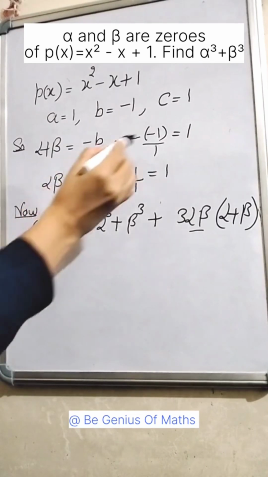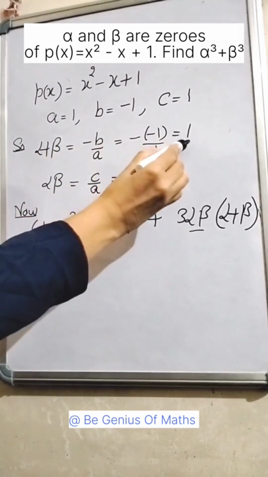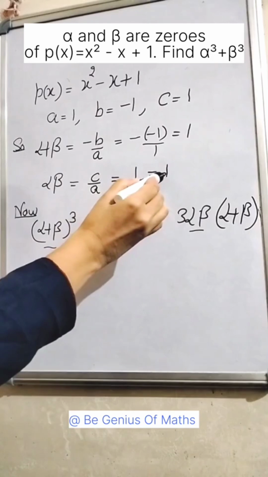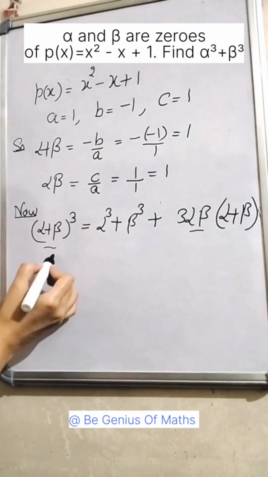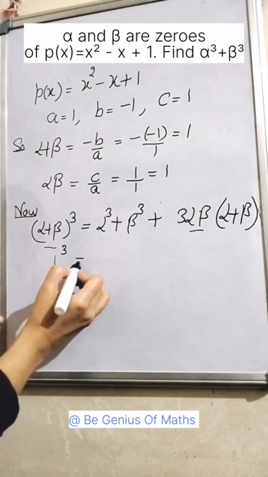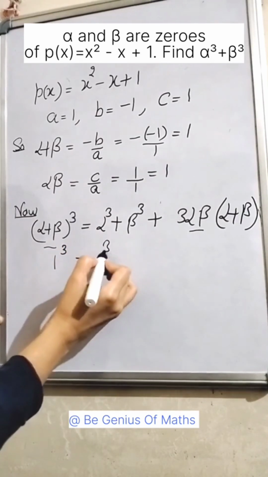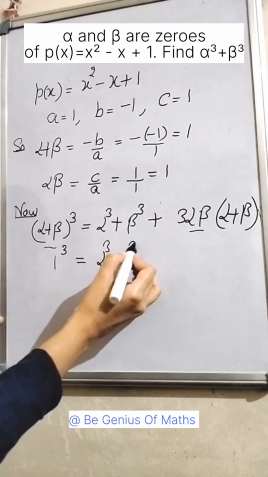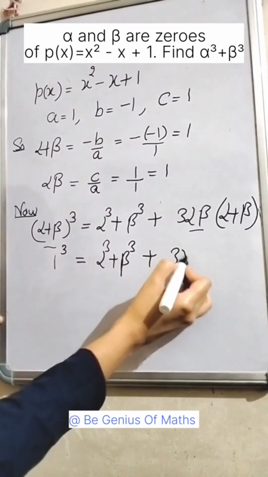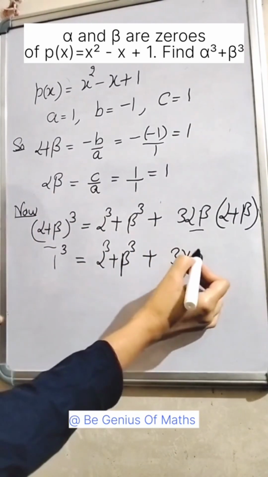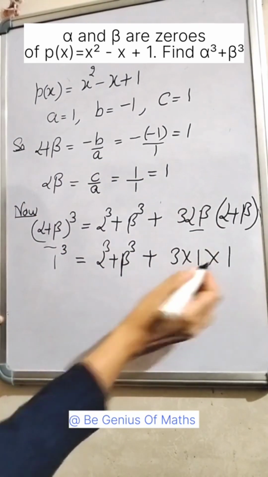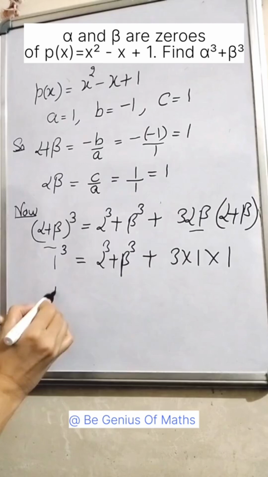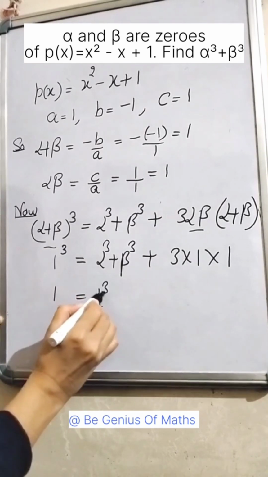Alpha plus beta is equal to 1 and alpha into beta is 1. Put the values: alpha plus beta which is 1, 1 cube is equal to alpha cube plus beta cube plus 3, alpha into beta is 1, into alpha plus beta is again 1, so alpha cube plus beta cube plus 3.